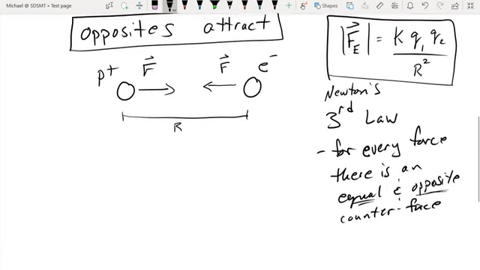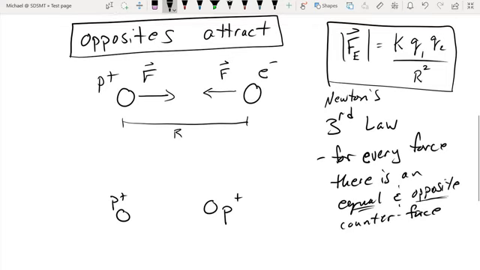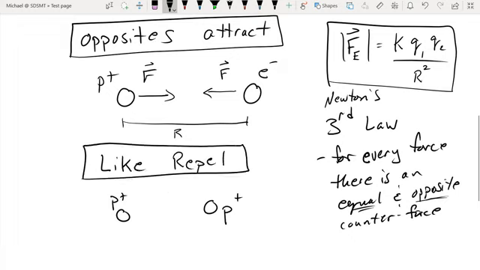And so if opposites attract, what happens if we have two particles that are of the same sign? What happens if we have two protons? Well, if opposites attract, then like particles are going to repel. These two protons have the same charge, they don't like each other, they're going to repel, and so we are going to see equal and opposite forces repelling those two charged particles from one another.